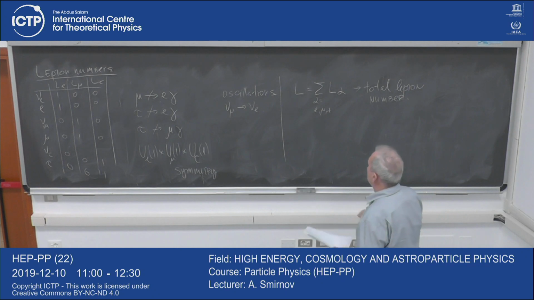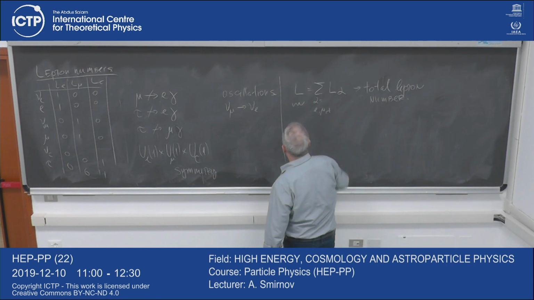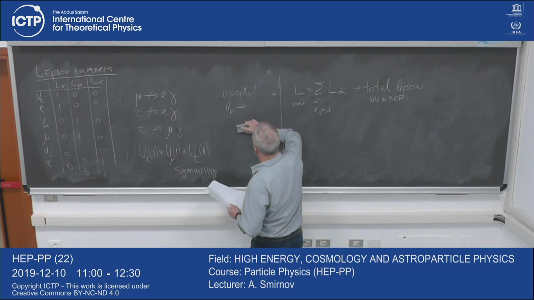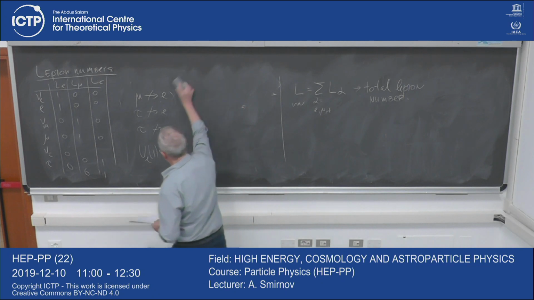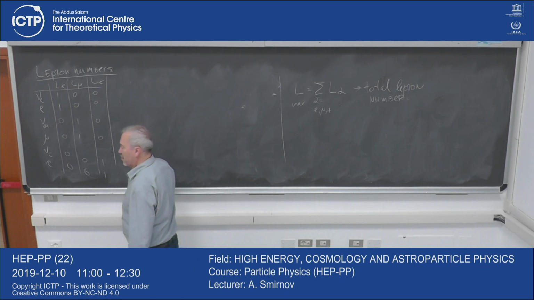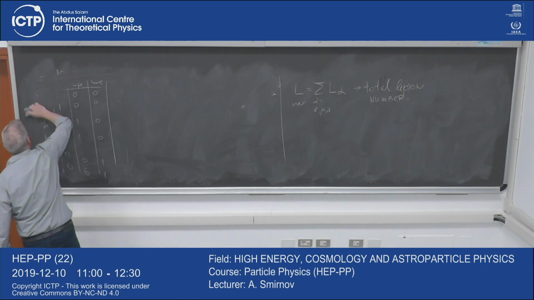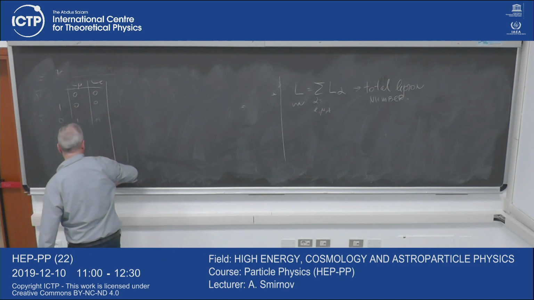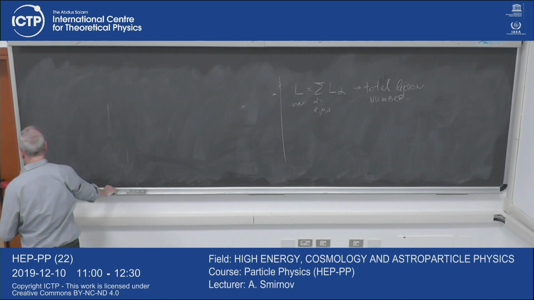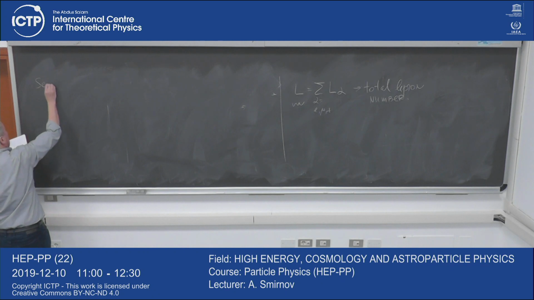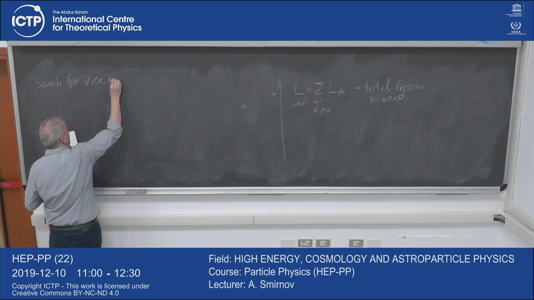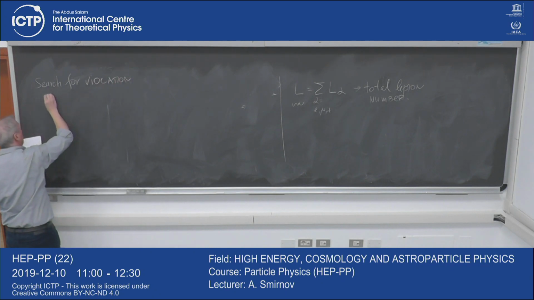Now let me discuss how we are testing conservation of this total lepton number, and what would be the process where we can see the violation of lepton number. And I should say this is as important as searches for violation of baryon number. Remember, they are even connected very often. So let me discuss the search for violation of lepton number.